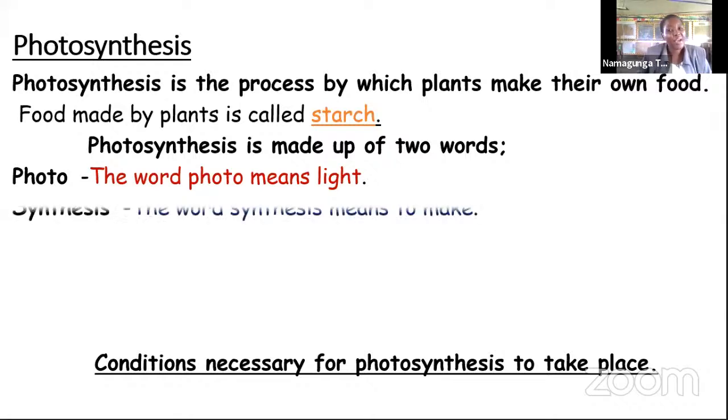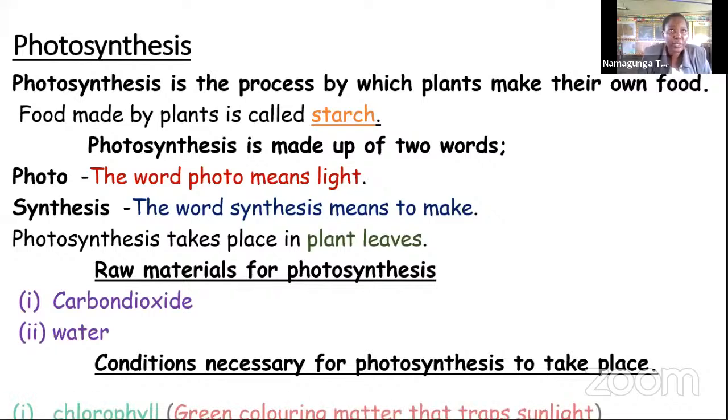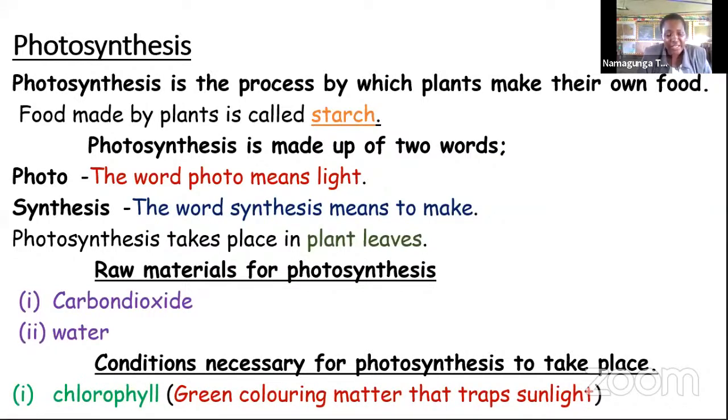There are some other things which must be needed. Those are the ones we call raw materials. Raw materials, these are things that must be there for a plant to start making food. And number one, we are talking about carbon dioxide. Carbon dioxide is a gas. This gas is used by plants when it is making food.